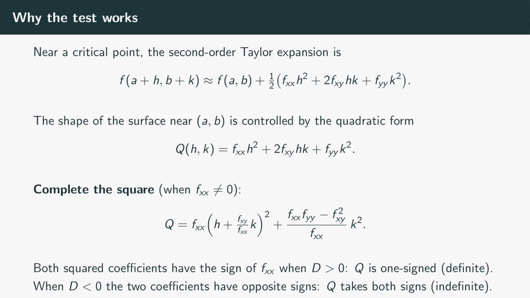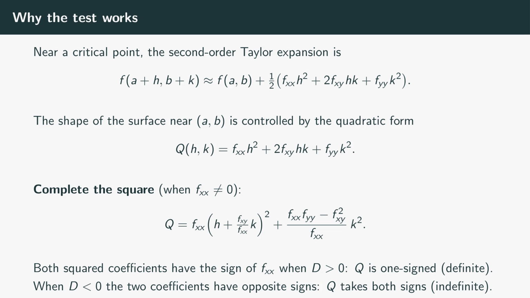Where does this come from? Taylor's theorem. Near a critical point, the linear part of f vanishes because the gradient is 0, so the Taylor expansion starts at second order. f(a+h, b+k) is approximately f(a, b) plus 1/2 of the quadratic form f_xx times h squared plus 2 f_xy times hk plus f_yy times k squared. That quadratic form Q(h, k) governs the local shape.